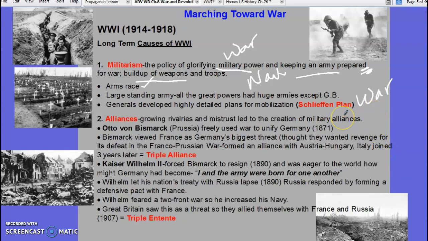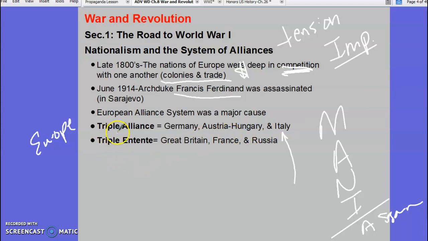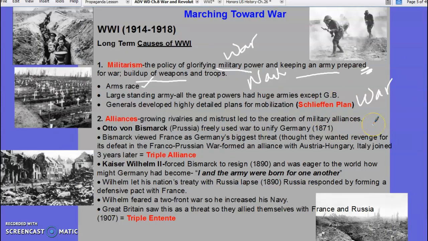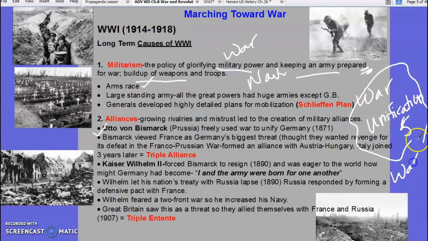The second long-term cause is the alliances, which we just saw here. Okay, why did certain countries gravitate toward others? An alliance. I have your back, you have my back. Okay. This stemmed from the unification of Germany. Germany used to be 5 independent states. Otto von Bismarck unified the 5 into a giant German empire. He did so through war.